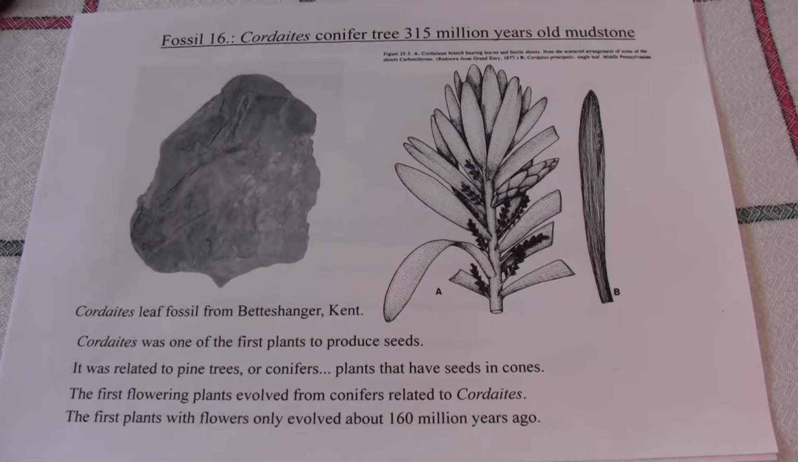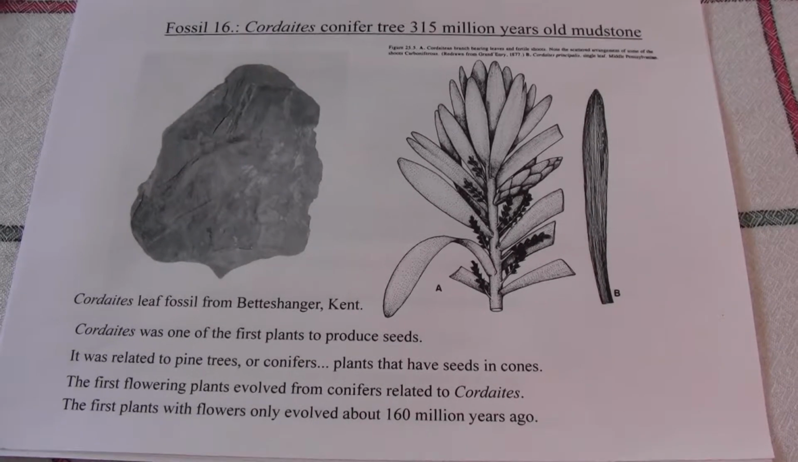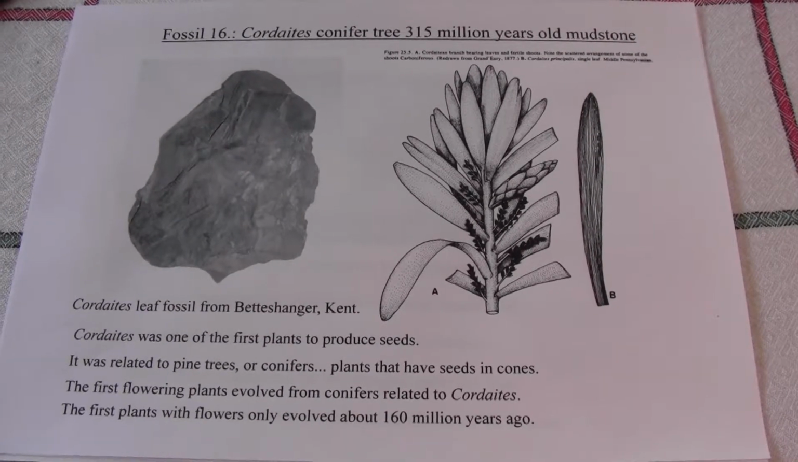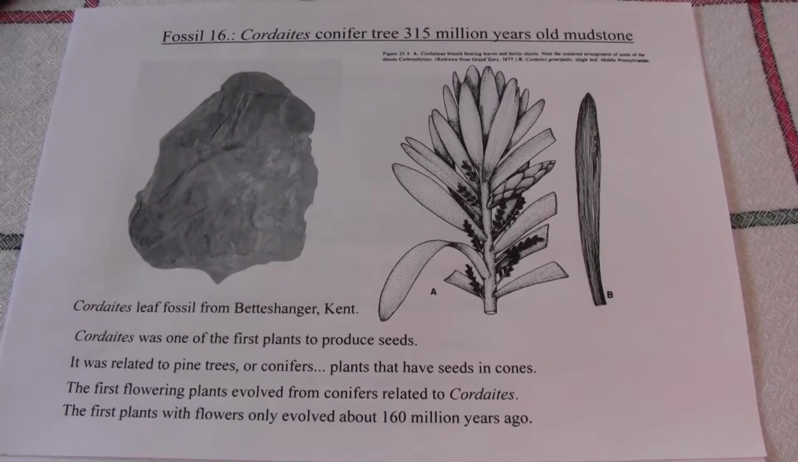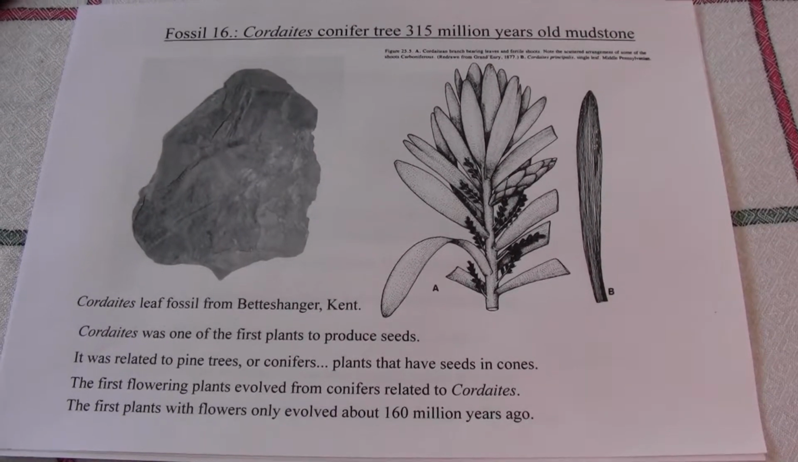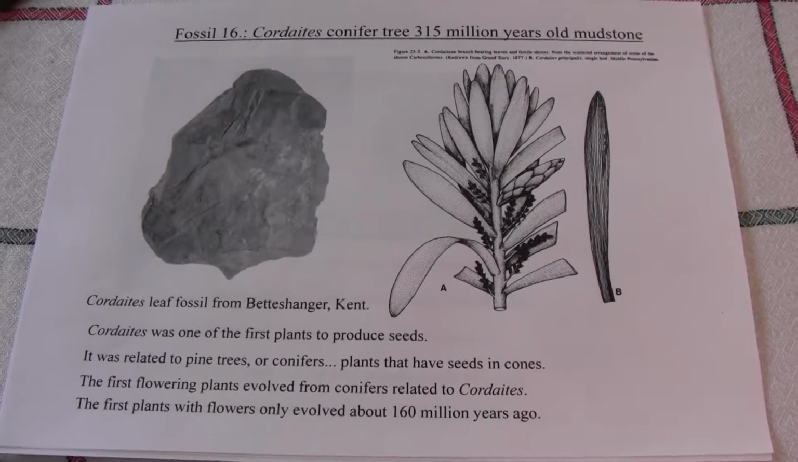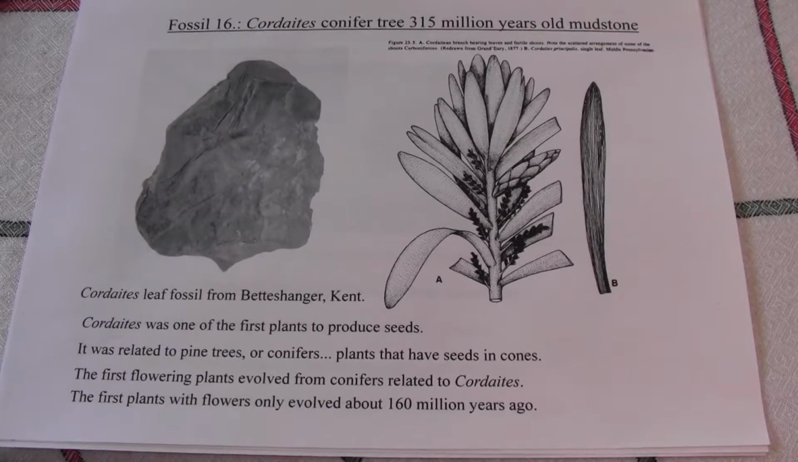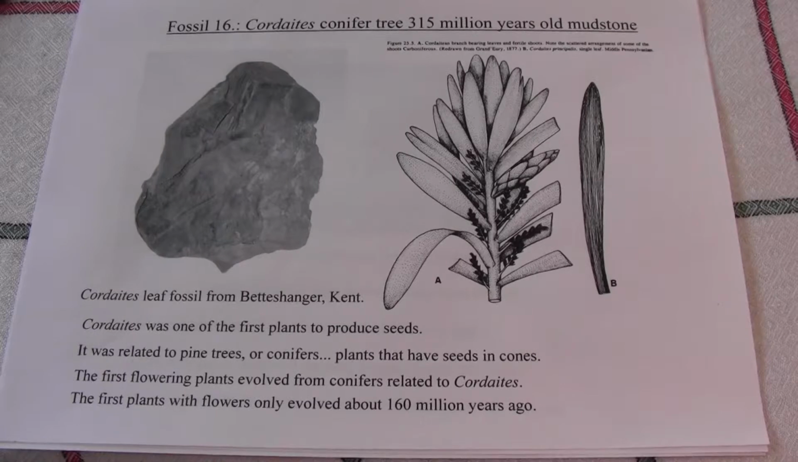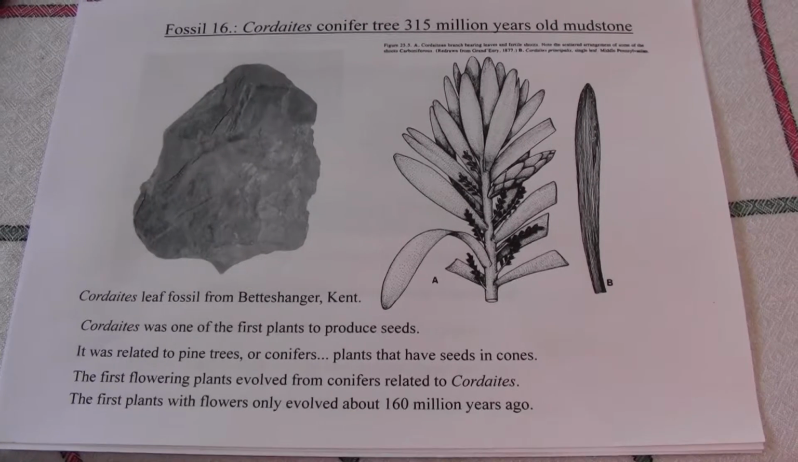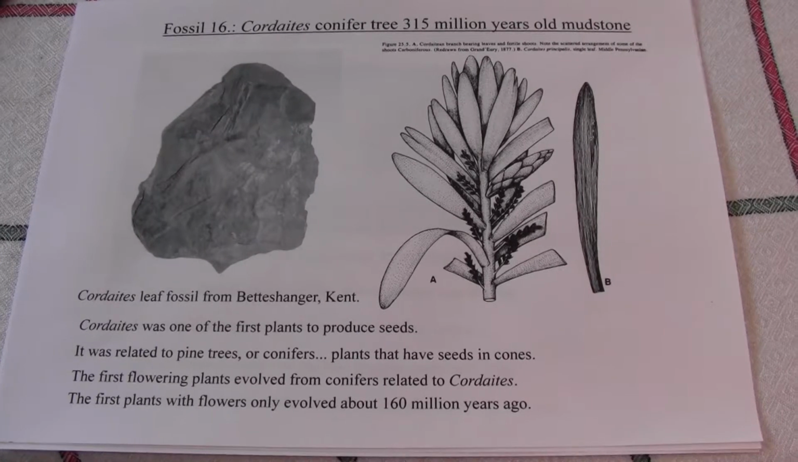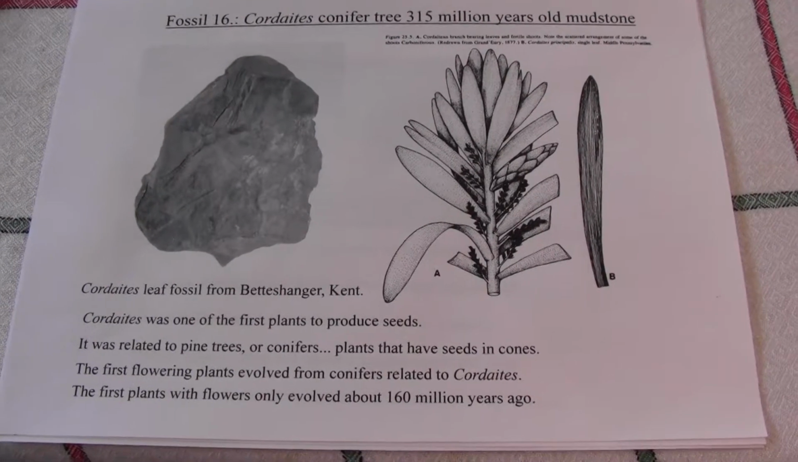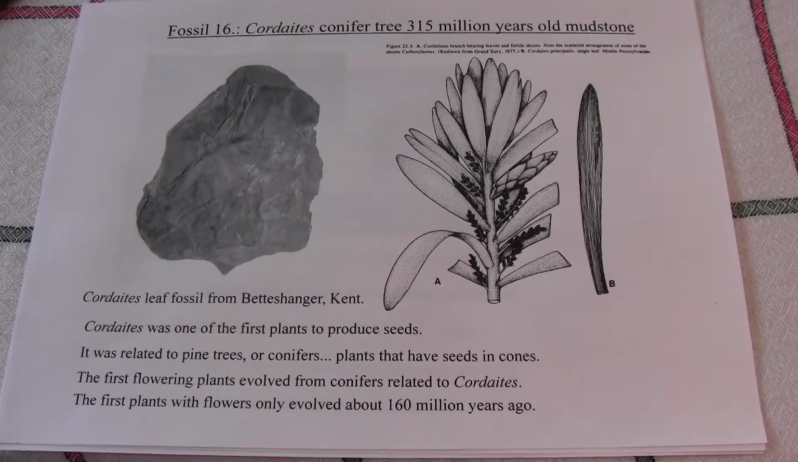Now, Cordaites was a primitive ancestor of conifers, and one of the first plants to produce seeds. It was related to pine trees or conifers, that are modern trees that have seeds in cones. The first flowering plants evolved from these early conifers, but the first plants with flowers only evolved much later, probably about 160 million years ago or so.